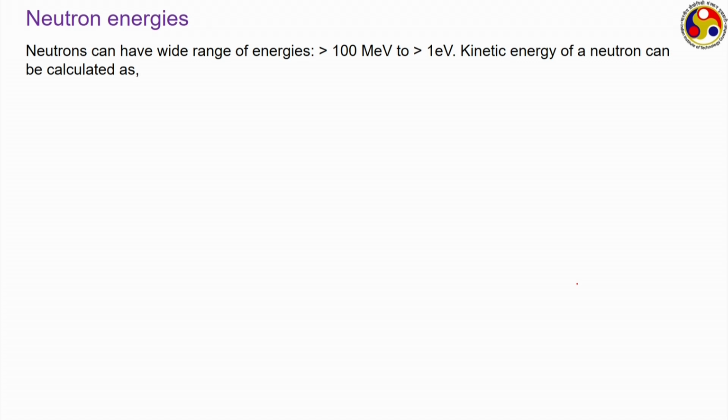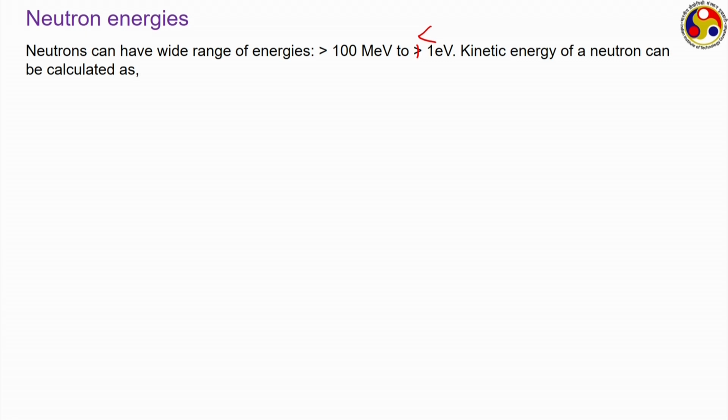Now, we know that a neutron needs some kind of energy to approach the nucleus and also to have enough momentum to cause some kind of transmutation process, and this energy level of the neutron can vary widely. It can be greater than 100 mega electron volts, a few billion electron volts, whereas it can be as small as much less than 1 electron volt as well.